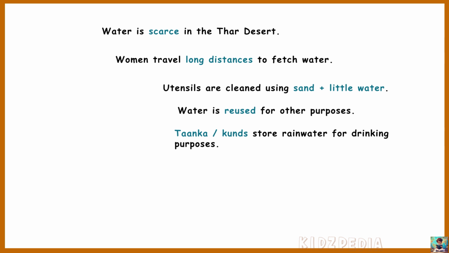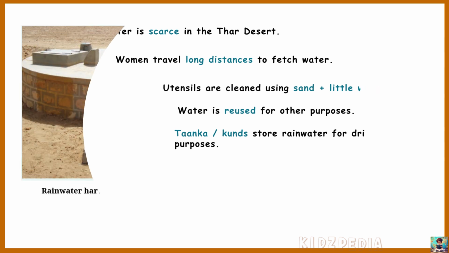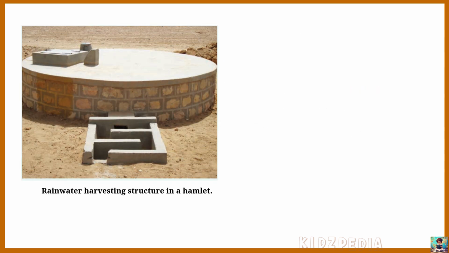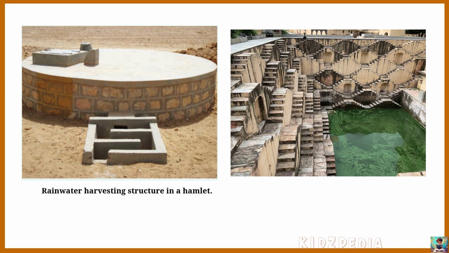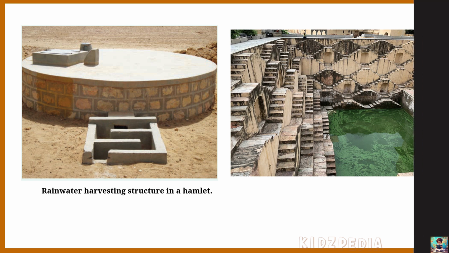People in Rajasthan have also developed very smart methods to store water. Two important methods are tanka and kunds. A tanka is an underground tank where rainwater is collected and stored. A kund is also a water storage structure, usually with a sloping surface around it, so that rainwater flows into it and gets collected. This stored water is mainly used for drinking purposes. So this shows how people in the Thar Desert are very careful and intelligent in using water because they know how precious it is.